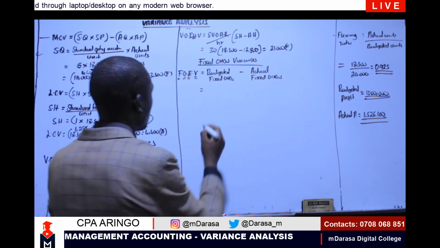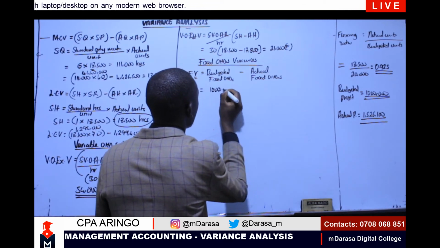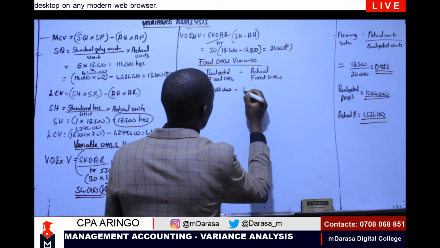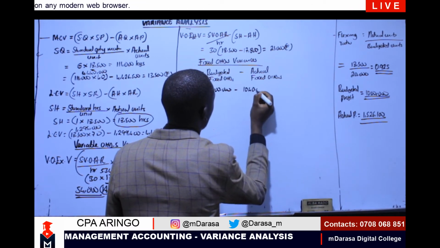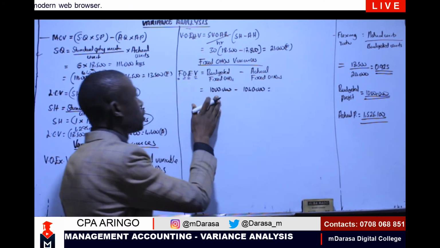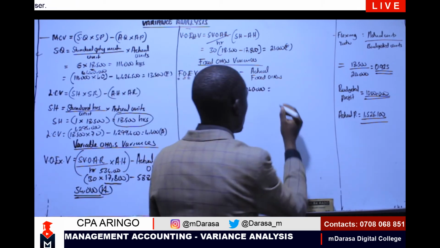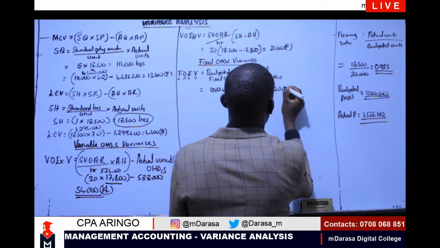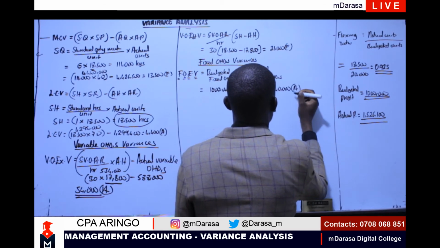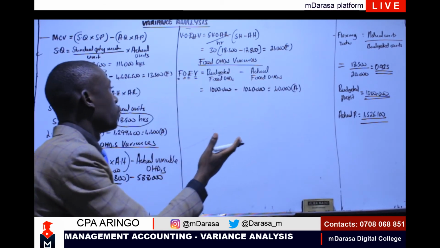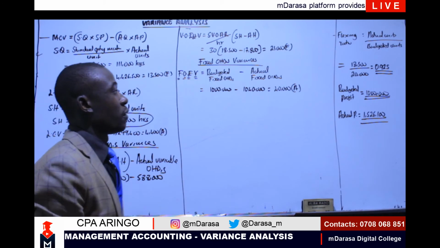We take our budgeted fixed overheads, which is 1 million, we less our actual fixed overheads, which is 1,040,000. I had budgeted to spend 1 million, but we ended up spending 1,040,000. So you'll find that I spent more than what I budgeted. Therefore, I should be having a variance of 40,000, which is adverse.